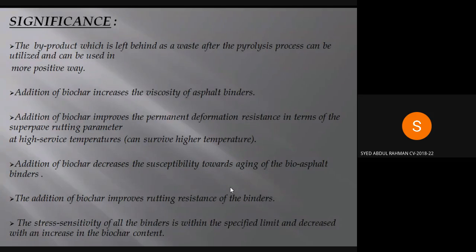Addition of biochar decreases the aging susceptibility of the bioasphalt binder. The addition of biochar improves the rutting resistance of the binders, the stress sensitivity of all binders is within the specified limit, and decreases with an increase in biochar content. And I would like to conclude that the biochar which is left behind as a waste can be utilized in a more positive way in the construction of pavements and further help in waste management. Thank you.